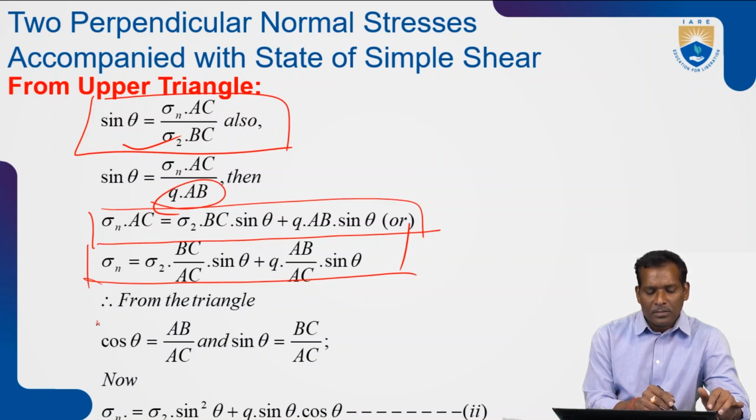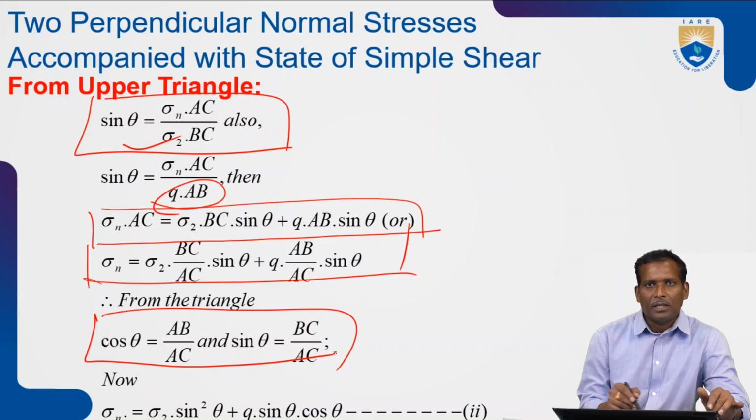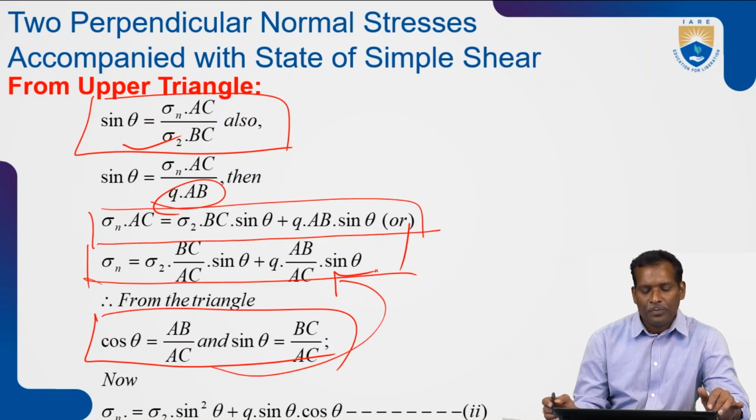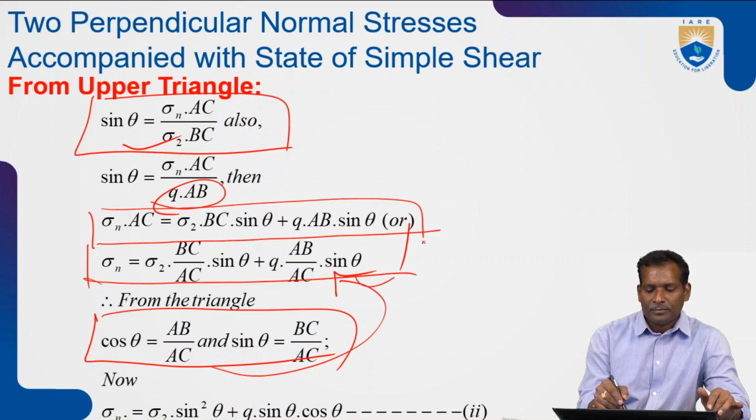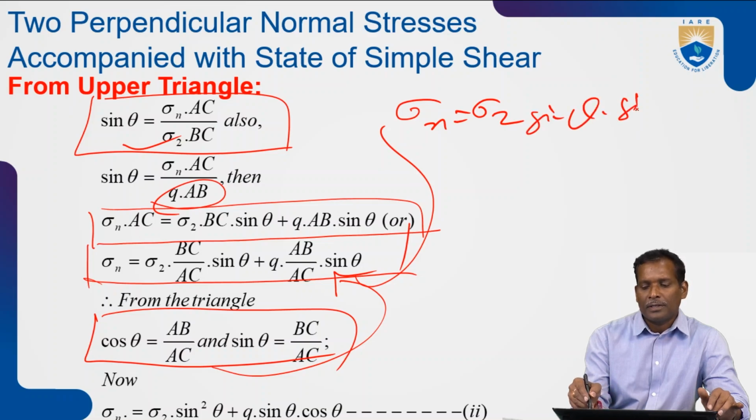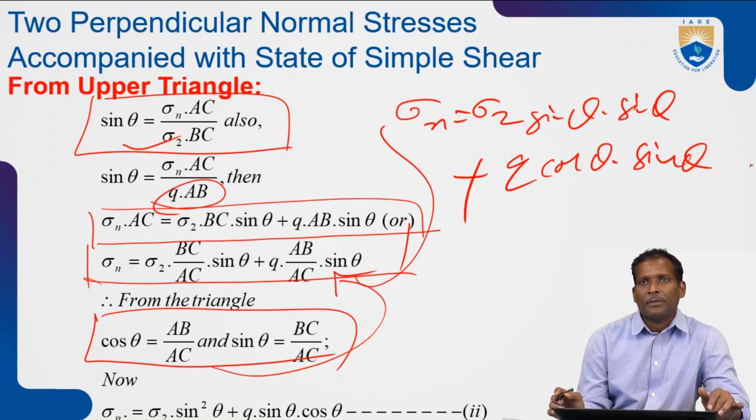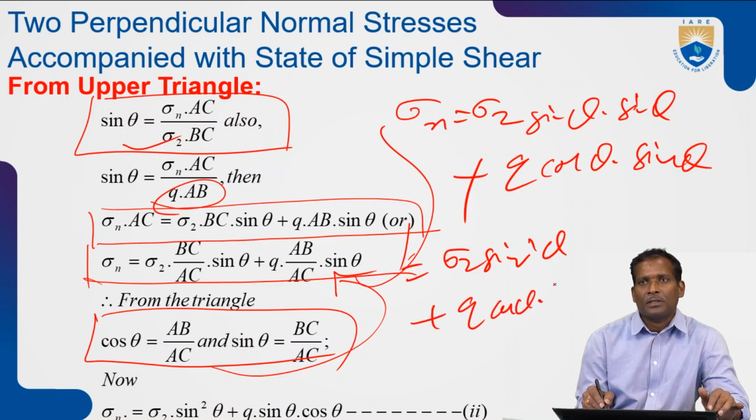so in this the cos theta is equal to AB by AC and sin theta is equal to BC by AC. So substitute in this equation. So you can write sigma n is equal to sigma 2 BC by AC, which is sin theta, into sin theta plus Q AB by AC. AB by AC is equal to cos theta into sin theta. So now you can write sigma 2 sin square theta plus Q cos theta into sin theta.